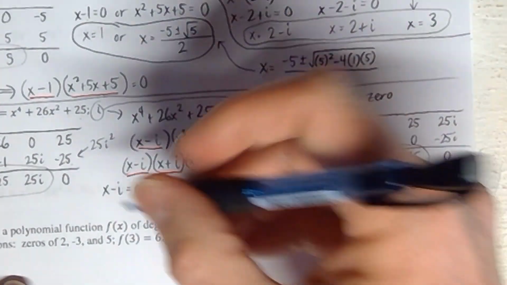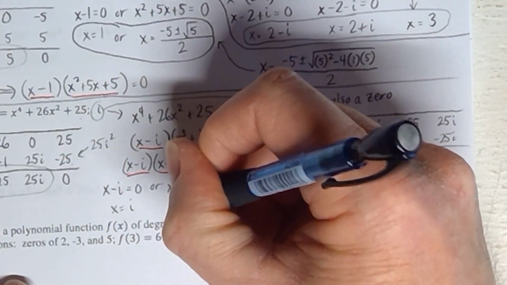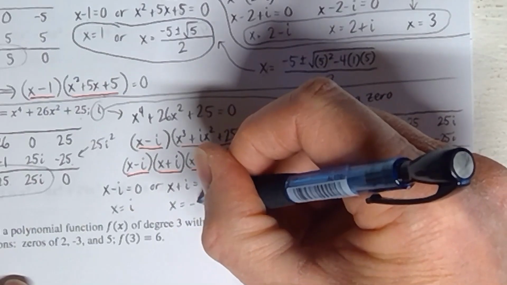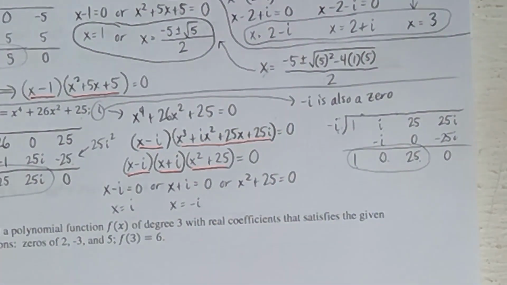Okay, and then let's solve these. The first two are linear equations, so I just move over the i's. I get x equal to i, x equal to negative i. And then this last one here, that's a quadratic equation.